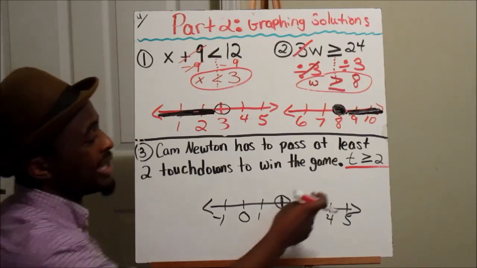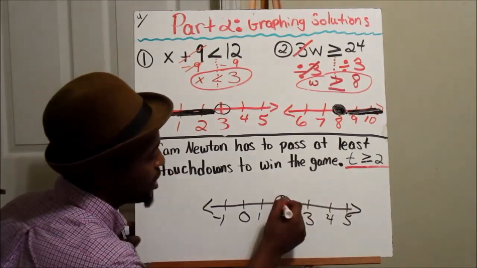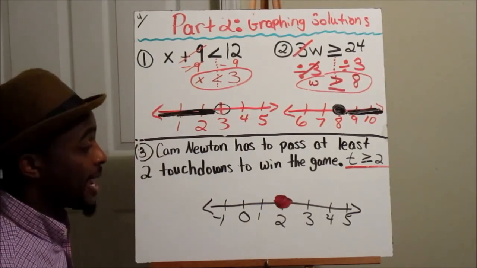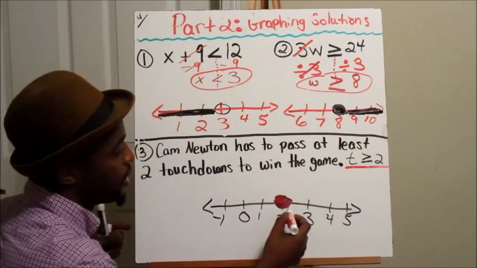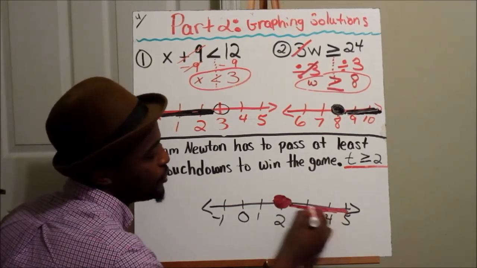And now I think, can T be equal to 2? Well, yes, it has that or equal to symbol. So I'm going to shade in the 2. And Cam has to score either 2 touchdowns or more than 2 touchdowns to win. So I don't want to shade in this part of my number line. I want to shade in the greater than 2 values.